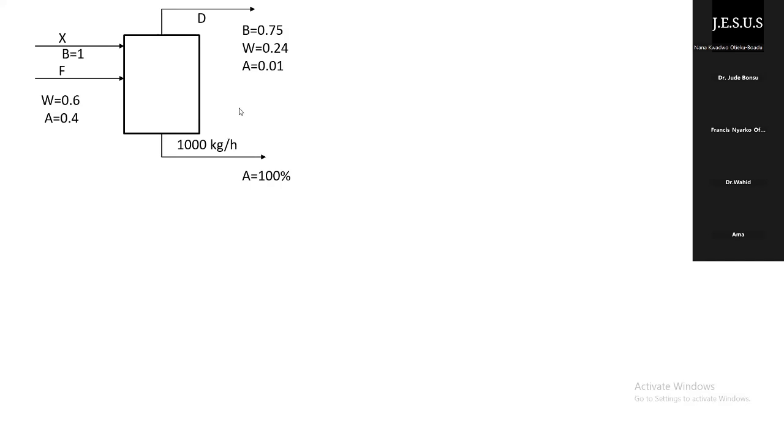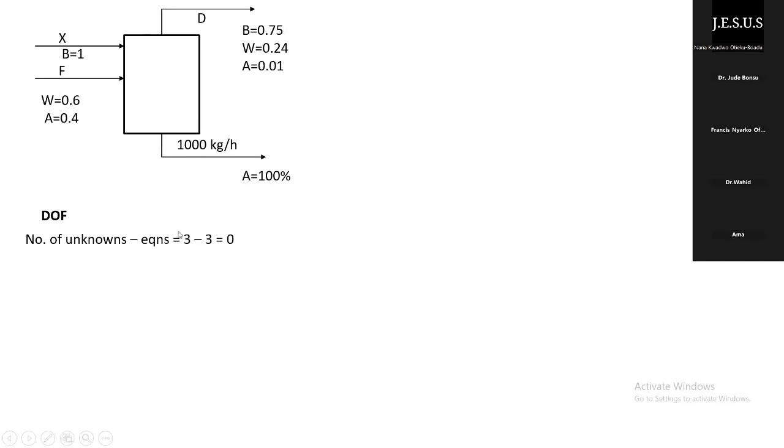The moment you are done with your diagram, you have to go straight to do your degree of freedom analysis to see if the question is solvable or not. So we do our degree of freedom analysis. Now, degree of freedom is number of unknowns minus number of independent equations. So from here, how many unknowns do we have? X, F, and then D is here, 3. So we have 3 unknowns.